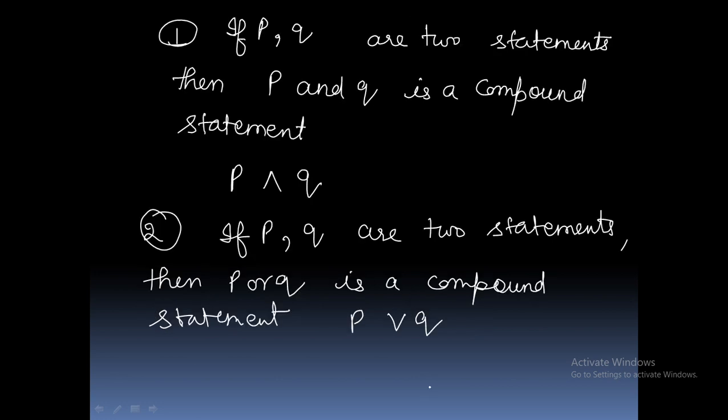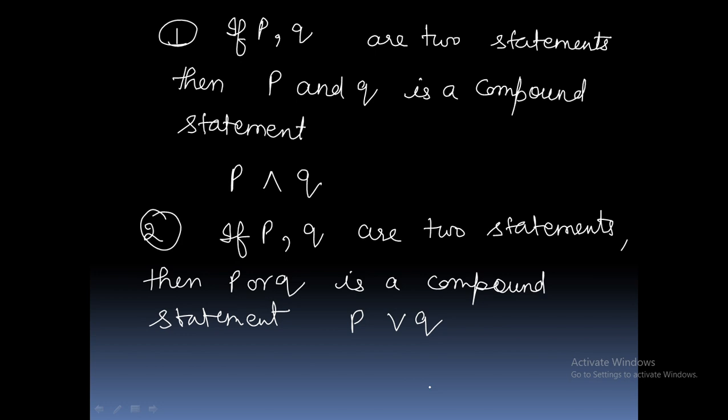First is the conjunctive normal form. If P and Q are two statements, then P and Q is a compound statement, and we use the conjunctive symbol. If P and Q are two statements, then P or Q is a compound statement, and we write it with the disjunctive symbol between P and Q.